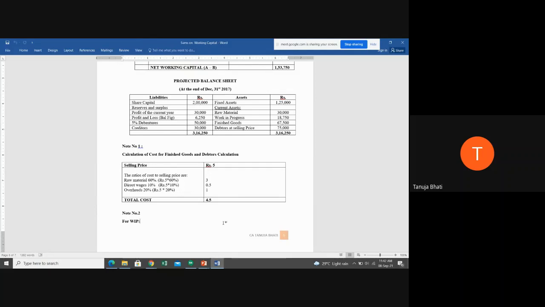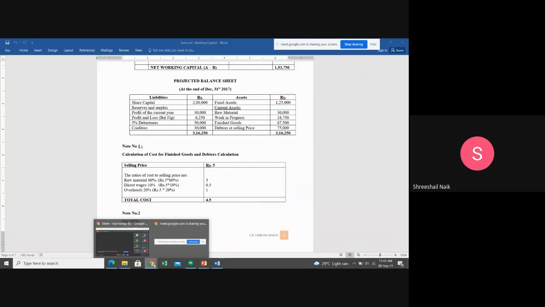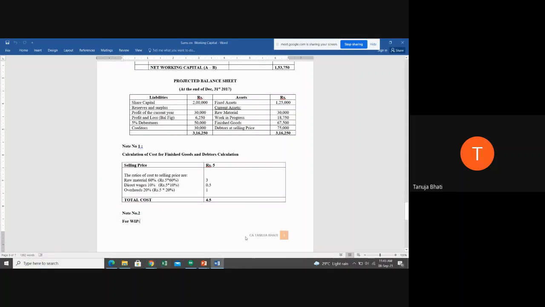Can anyone tell me what is the profit made by the company? Point 5. Students, if the selling price is 5 and the total cost is 4.5, what is the profit made by the company? 0.5. And what is the total profit made by the company?